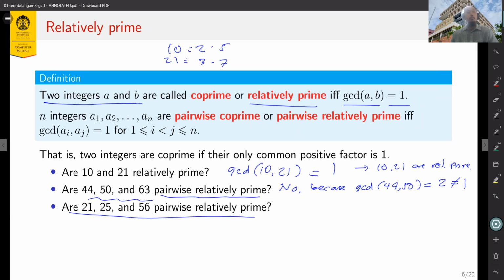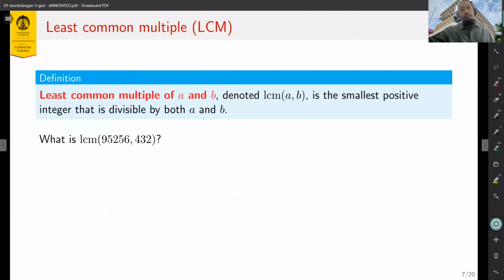Are these relatively prime? Pairwise relatively prime? No. Why? The GCD of 21 and 56 is 7. Correct. So because the GCD of 21 and 56 is 7, which is not 1. Correct. So the key here is to compute the GCD, right?